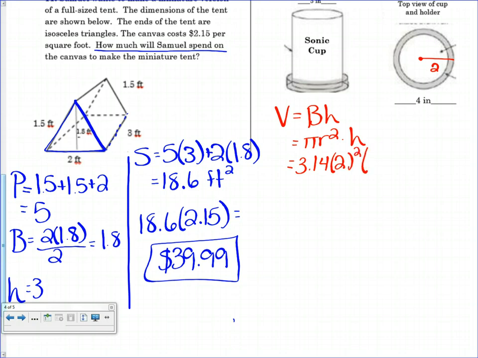And then the height of my cup holder, I said, was 2 inches. So multiply all that together, and we get 25.12. So that's how much volume the cup holder has. Next, we need to find how much volume our cup is taking up.